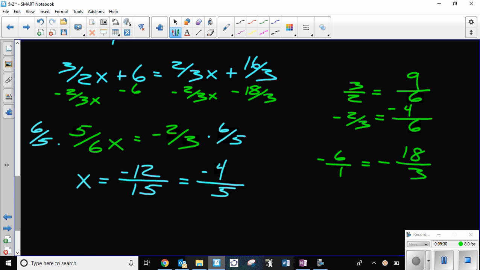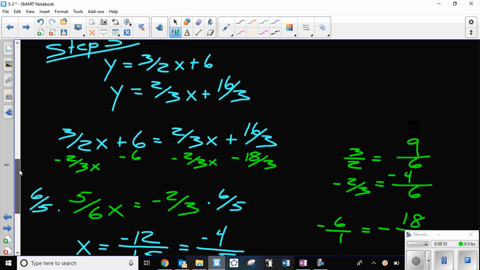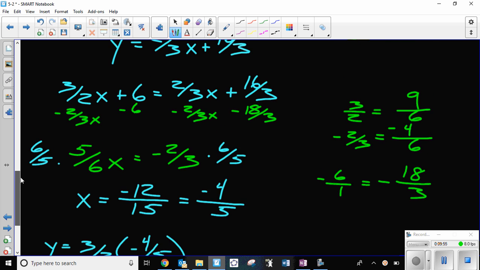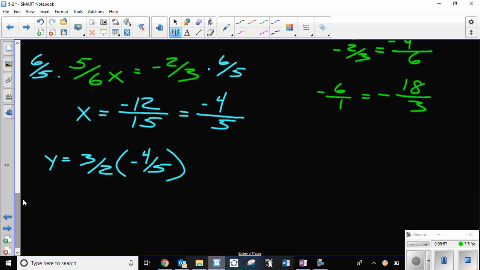We also need to find a y. We're going to come back up to the top. You can pick either one. I personally would go with the top one. I don't think it's going to matter too much, honestly. So let's go 3/2, y equals 3/2 times negative 4/5, and then it was, I believe, plus 6.